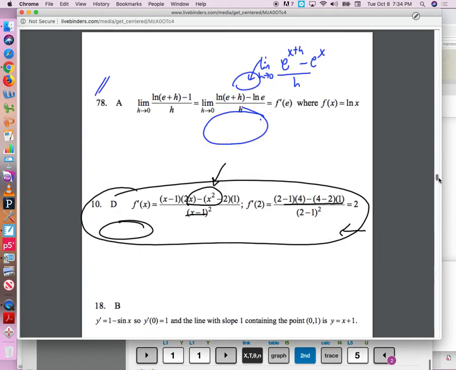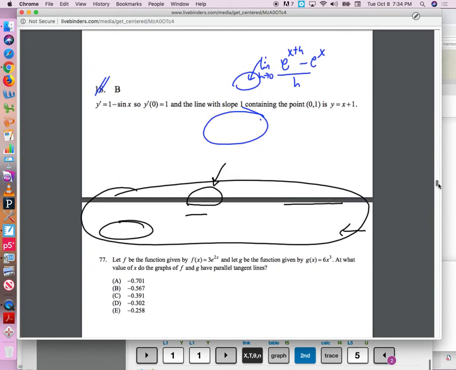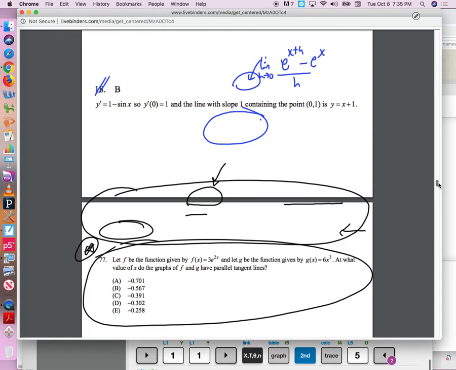Let's see, so on 77 right here, I know there's writing on the screen, but we're going to look at this one right here. And we're going to do something similar. So the function is given by f of x equals 3 to the 2x, and this is g of x, and we want the graphs to have parallel tangent lines. So we want to have equal slopes. Now I know we can take this derivative easily, but this one day you'll know how to take it, but even when you do, you're not going to be able to algebraically figure out these answers.